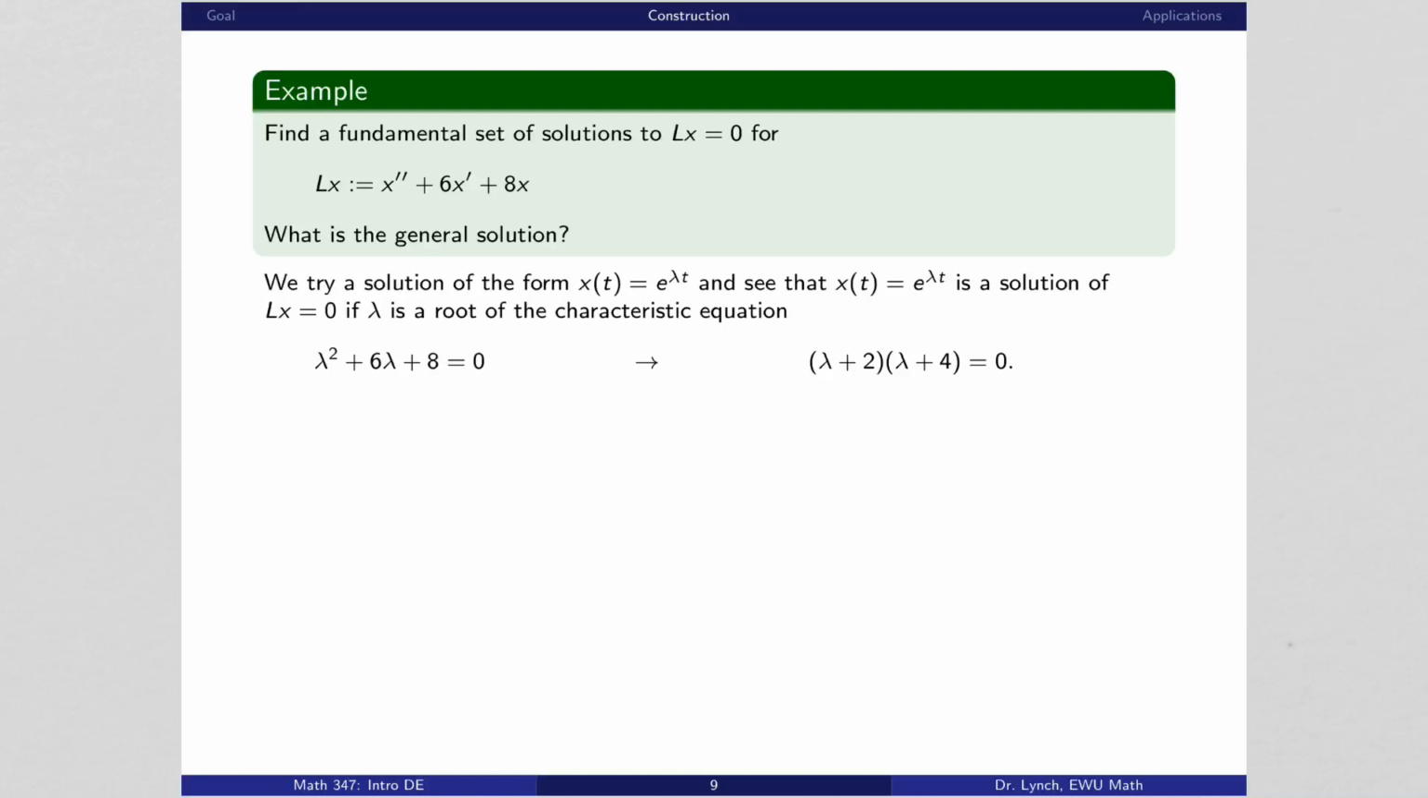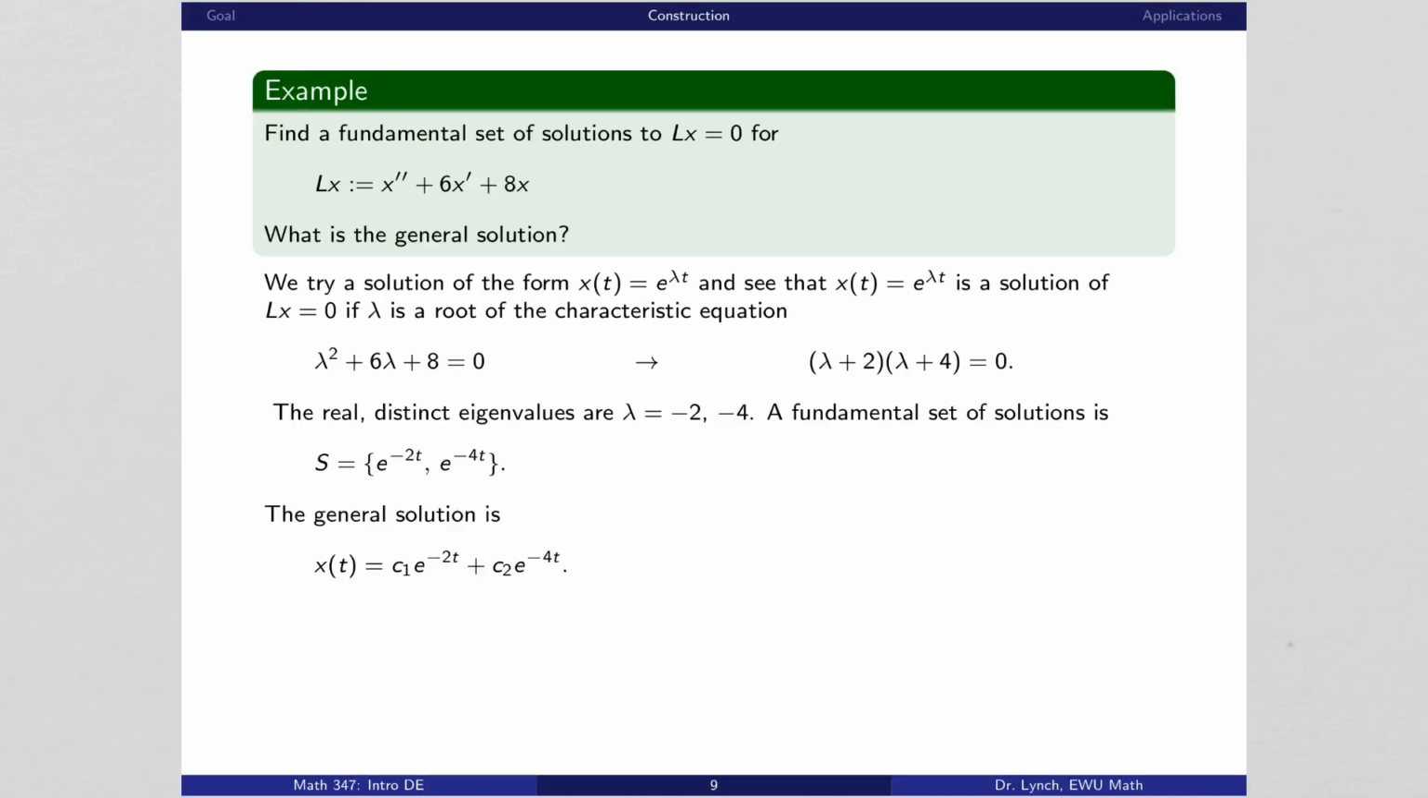And you can sort of see where those coefficients come from, right? The coefficient of 1 from the second derivative, the coefficient of 6 from the first derivative, and the coefficient of 8 from the 0th derivative. So this problem is cooked up so that the quadratic factors quickly, and we can see that the eigenvalues in this case are -2 and -4, real distinct eigenvalues, so that a fundamental set of solutions is given by e to the -2t and e to the -4t.